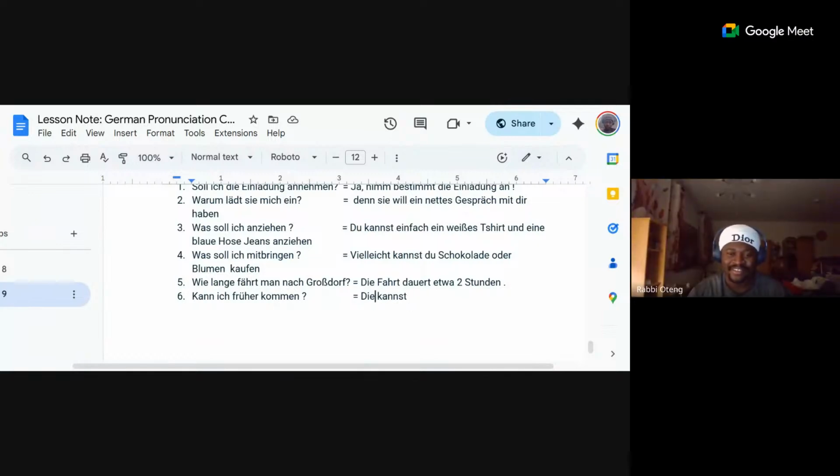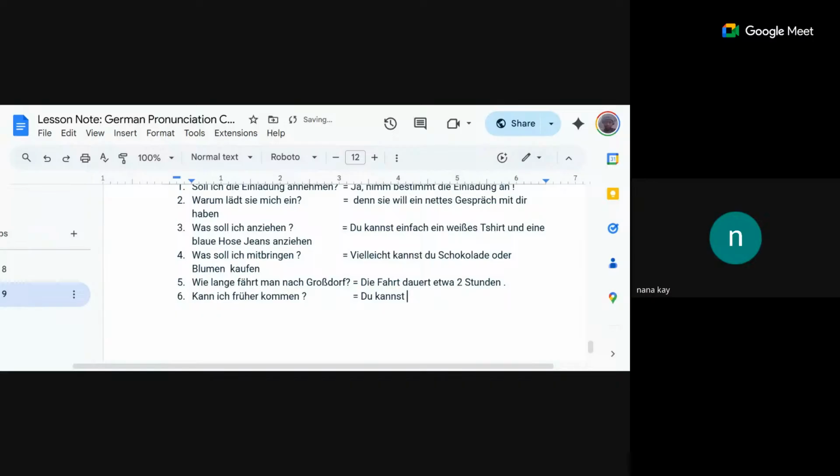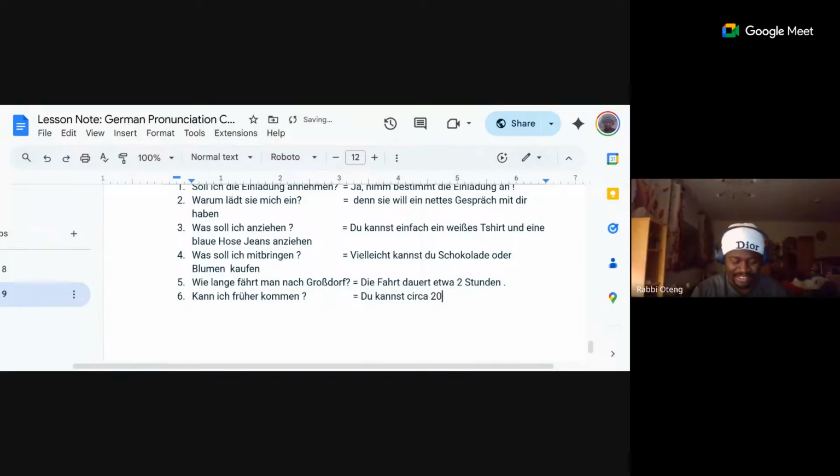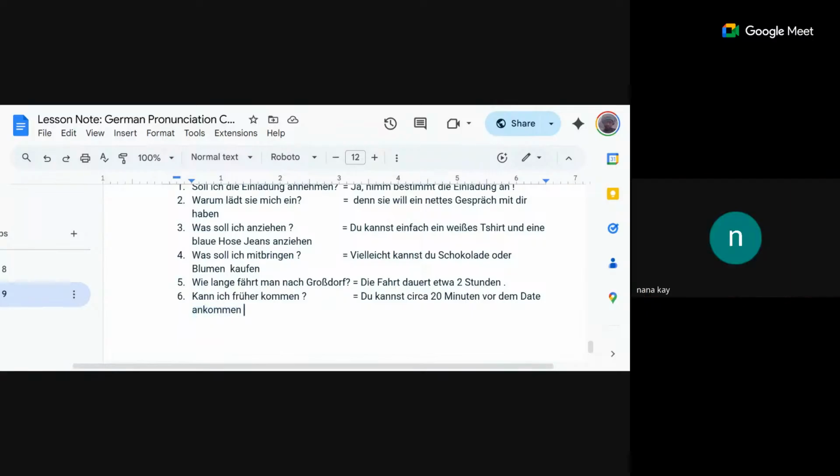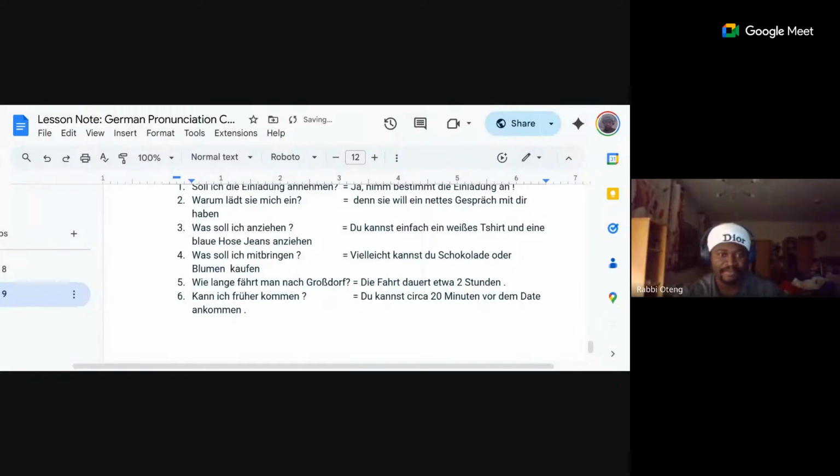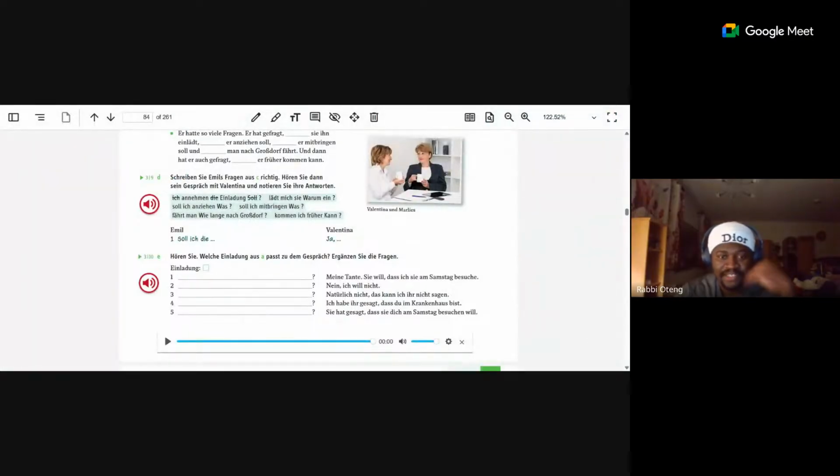So the past, you can say circa 20 Minuten vor dem Date ankommen. Okay, you can arrive. When you say you can come, as if the person is coming to you, so you can arrive. You can say 20 Minuten vor dem Date ankommen. That makes your German super. Ja, das war's.